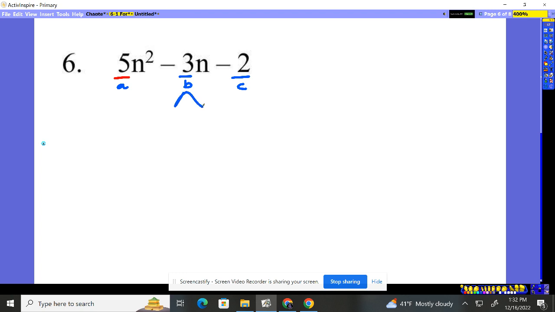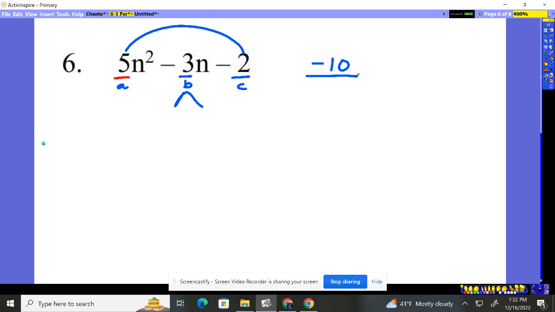We're going to bust this B into two different pieces. We're going to separate negative 3n into two pieces that added together give us a negative 3n. How do we do that? Well, we're going to start with multiplying the A times C value. 5 times negative 2 is negative 10. We now do it just like we normally used to do problems when we had trinomials and the A value was a 1.